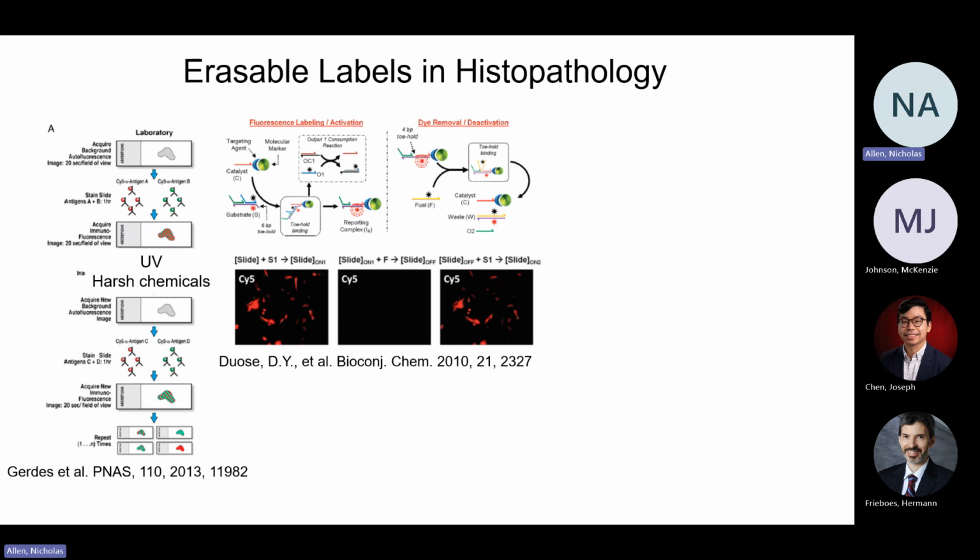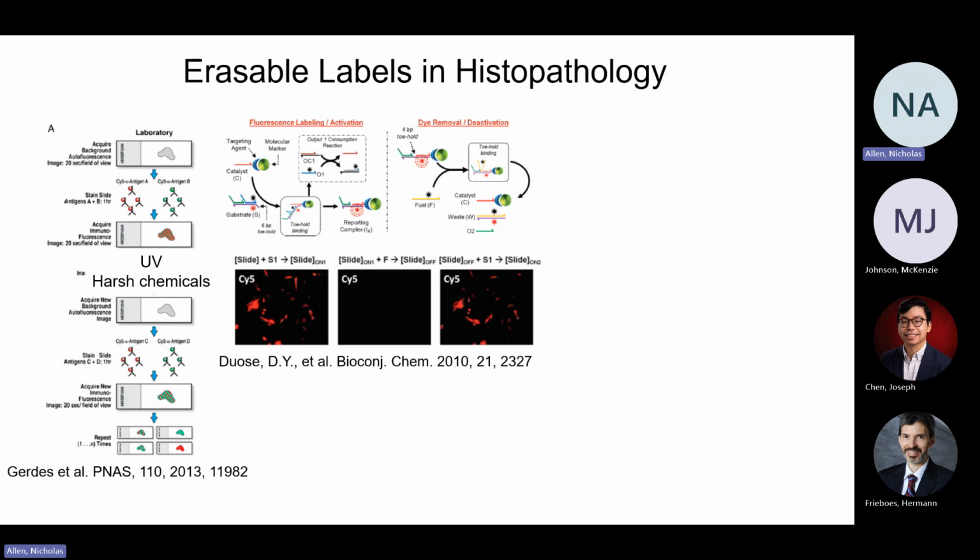We also looked at this approach, which was based on DNA. So here you have a DNA molecule that has a fluorophore on the end, and you're using it to label a sample, and you can erase it by adding complementary DNA. So it kicks off one of the strands that has the fluorophore, so the signal goes away. And now I can come in and label something different.